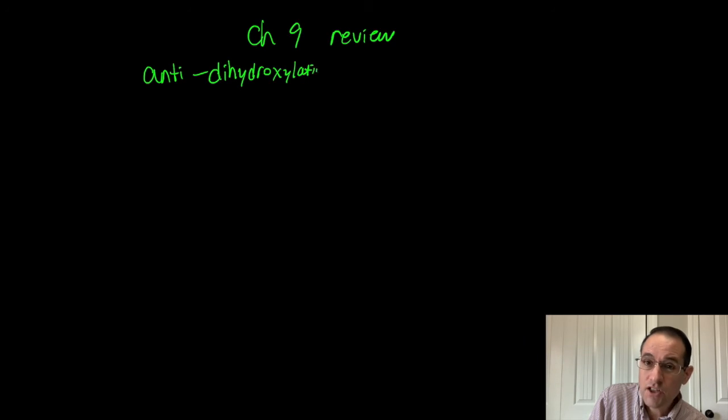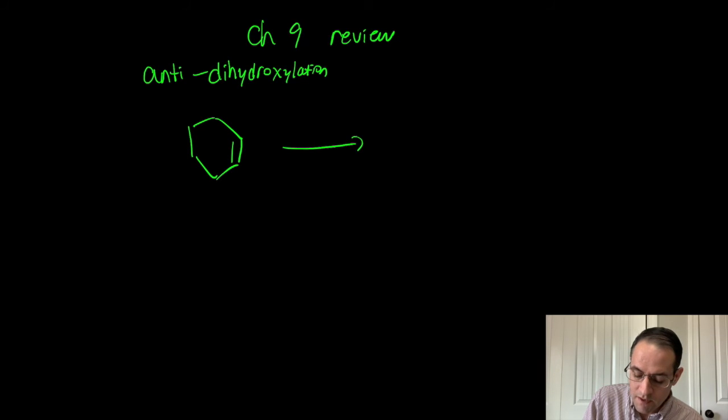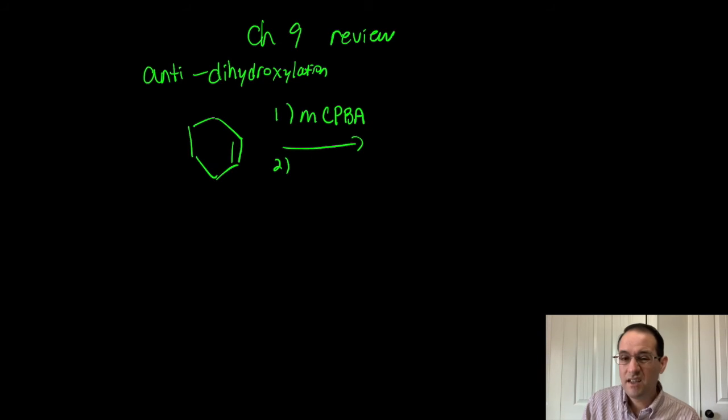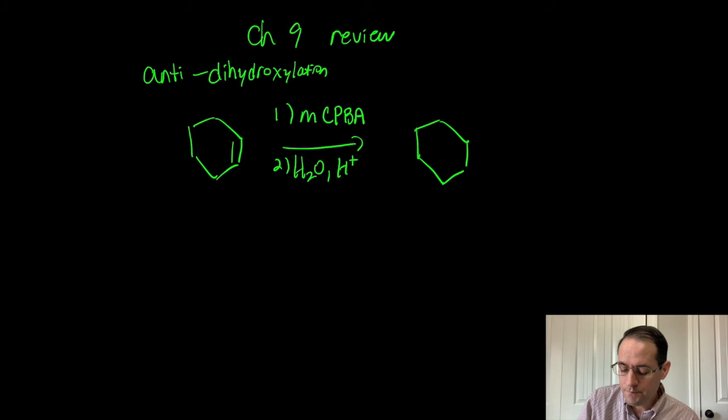Okay. And you'll want to have this reaction on a note card. But if you have, say, for example, cyclohexene, and we used MCPBA, which stands for metachloroperoxybenzoic acid. And the book uses H3O+, but I like to write H2O and H+. And that's going to give you a 1,2 diol or a glycol, where the 2 hydroxyl groups are on opposite sides of the ring. So we call that anti, okay?